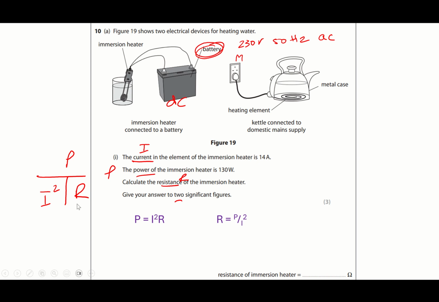So now I've got to rearrange. So R's on the bottom, P over I squared, which you can see there. Shove my numbers in, 130 watts, don't need to change units, 14 squared, perfect. Comes to 0.663, so to two significant figures, I need 0.66, done.